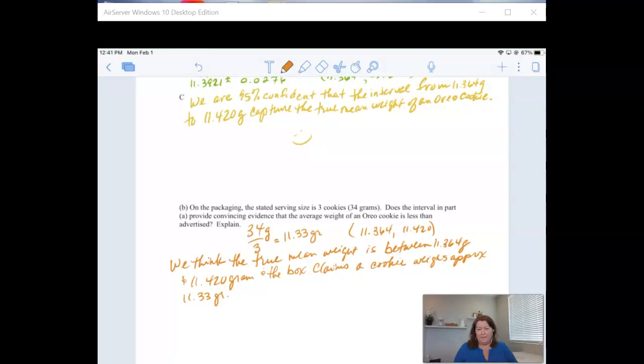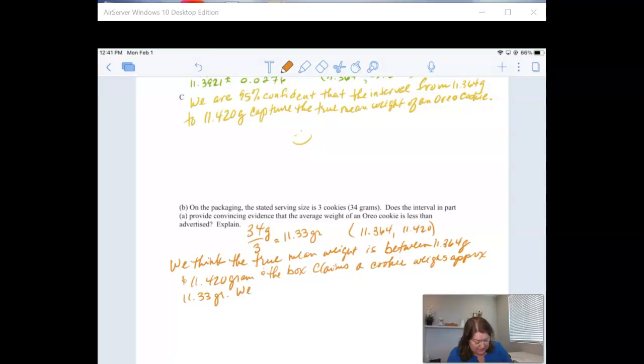are we happy or sad about that? We're pretty happy, right? We're getting a little bit more Oreo cookie than what they're actually stating I should be getting. So they say, does it provide convincing evidence that the average cookie weight of an Oreo cookie is less than advertised? Yes, it's out of our interval range, so it is looking like, okay, it's looking like the Oreo cookie in the advertisement is less than we thought it would be. Does it provide convincing evidence that the average weight of an Oreo cookie is less than advertised? No, we're getting information that the Oreo cookie is actually more than advertised.